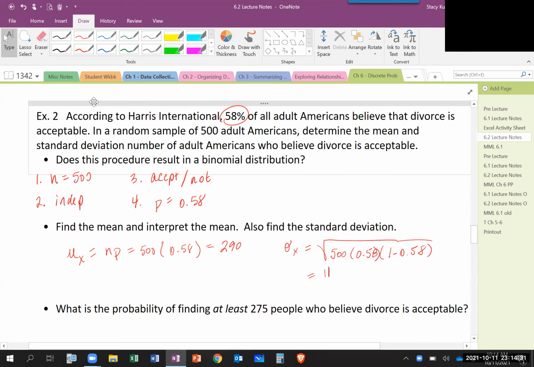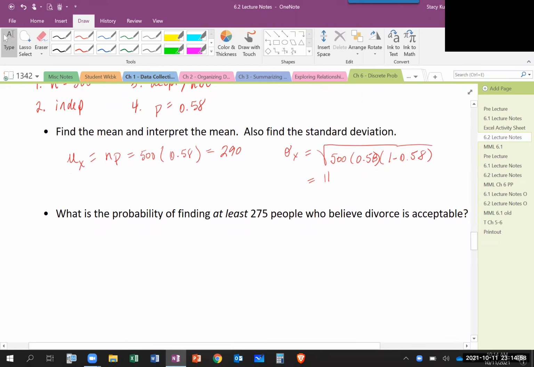Very good. Now, that's what we would expect to have happen if we have this group, right? That on average, I'm going to get about 290 of them that are going to say this. That's a pretty finite number, right? That's a pretty exact number, 290, isn't it? It's an equality statement. It says that I am going to get 290 people. Wonder how likely that would be. So let's instead look at this and say, well, what is the probability of finding at least 275 of them?